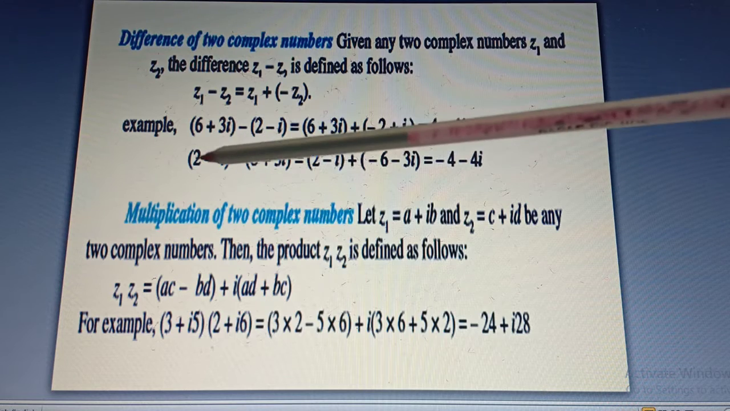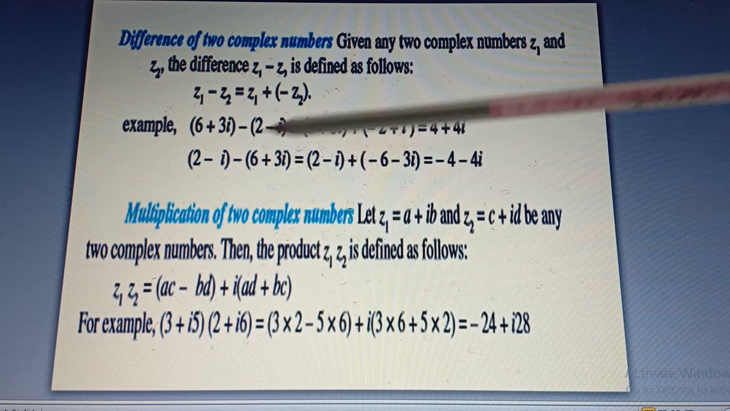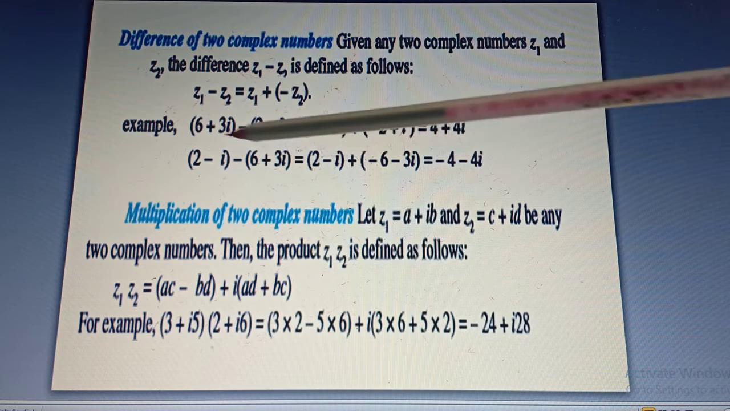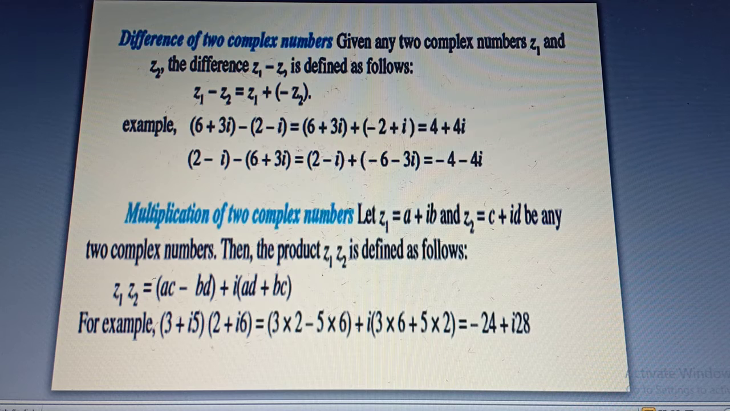Similarly, this one, 2 minus i minus 6 plus 3i. So 2 minus 6 is minus 4, and minus i minus 3i will be minus 4i. This is the value of this subtraction. Next, multiplication of two complex numbers.